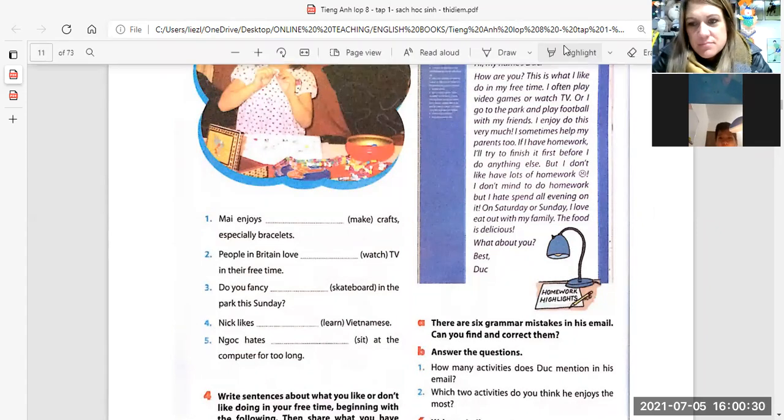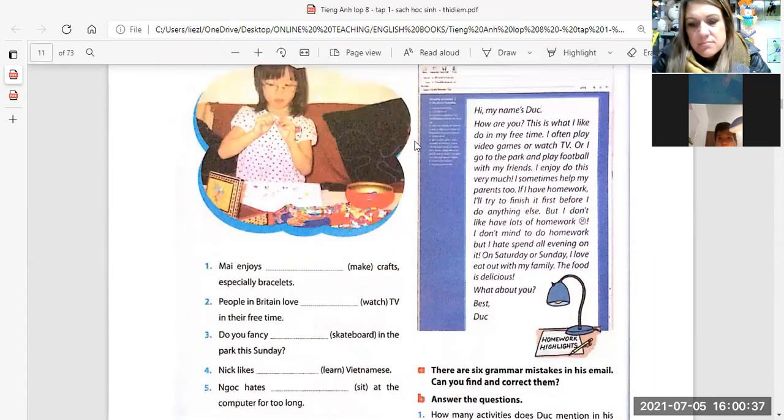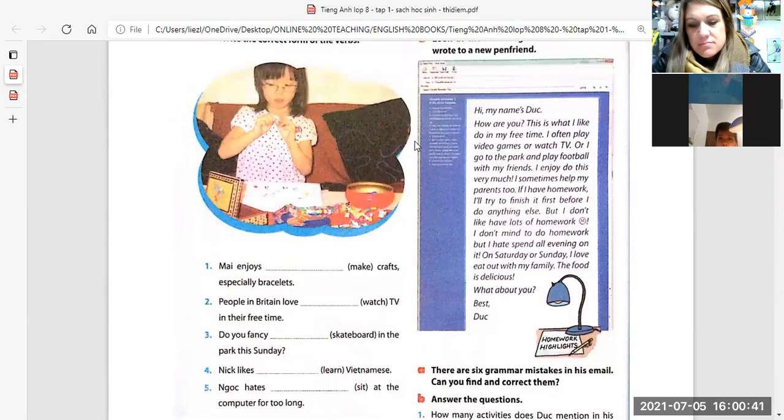I often play video game or watching TV, or I going to the park and play football with my friend. I enjoy do this very much. I sometimes help me a parent too if I have homework. I will try to finish it first before do anything else, but I don't like have lost her homework. I don't mind to do homework, but I have spent all evening on it on Saturday or Sunday. I love it out with my family. The food is delicious. What about you, Benedict?